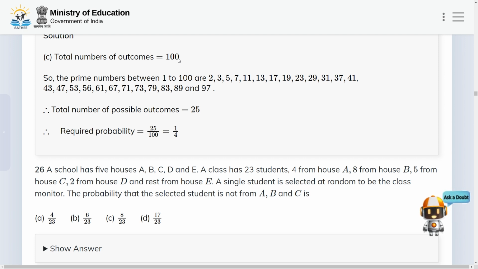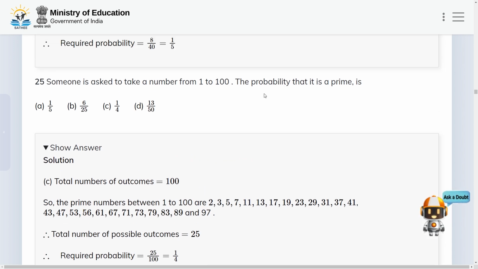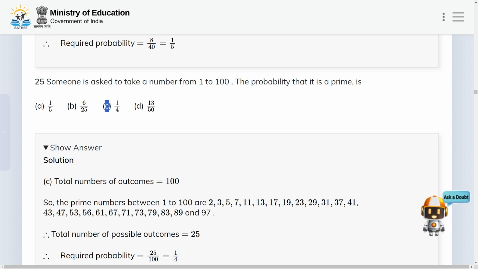Therefore the number of favorable outcomes, that is, getting a prime number between 1 to 100, is equal to 25, and the total number of outcomes is equal to 100. So the probability that it is a prime is number of favorable outcomes divided by number of total outcomes, which is equal to 25 by 100, that is equal to 1 by 4. So the required probability is 1 by 4, and the correct answer is option C.